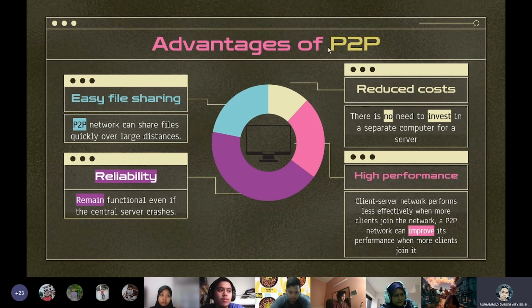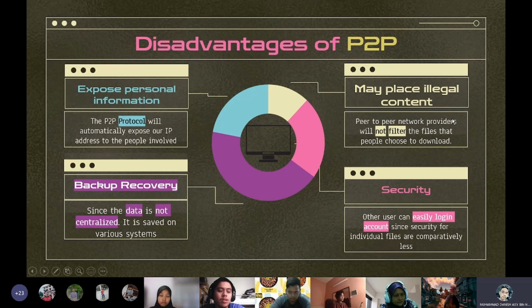Now, we proceed to the disadvantages of P2P. First of all, if we use a P2P network, it will expose our personal information. For example, when we open the internet and access certain websites, it will expose our IP address. An IP address means people will know our location. It is quite risky for us.